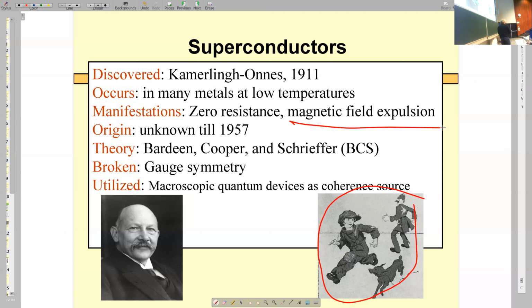Only about 50 years after the discovery could people come up with a good theory about this. What I will present today is a little bit simplified description of this theory, by Bardeen, Cooper, and Schrieffer.